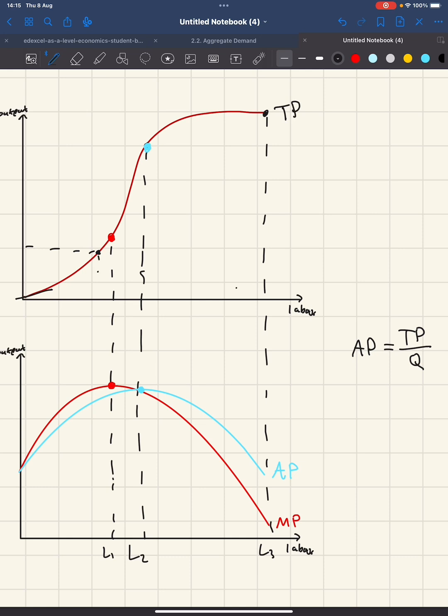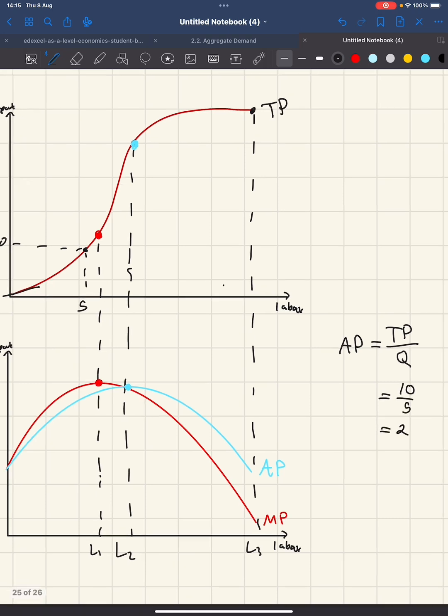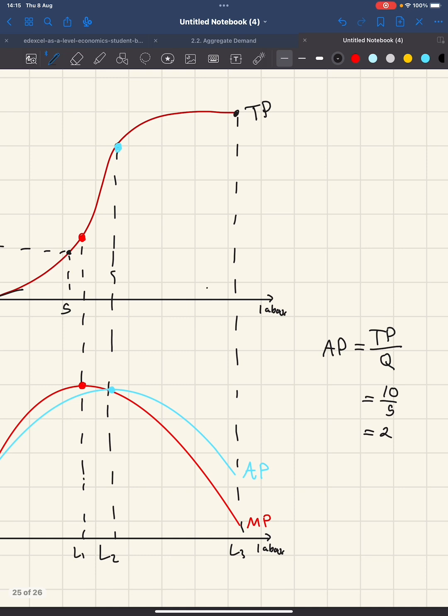And what is our labor? So let's say that's 10 and that's 5. We get 10 output for 5 units of labor. So each labor produces 2 units of output, which is our average product. Okay?